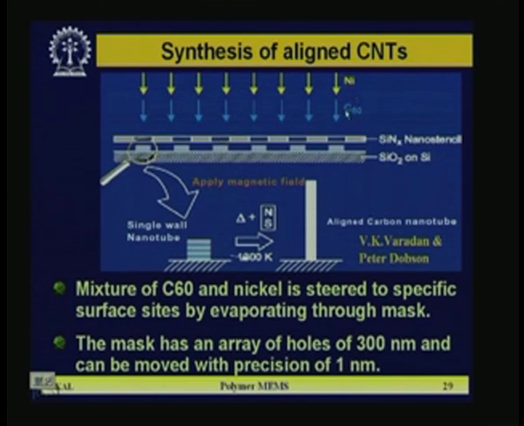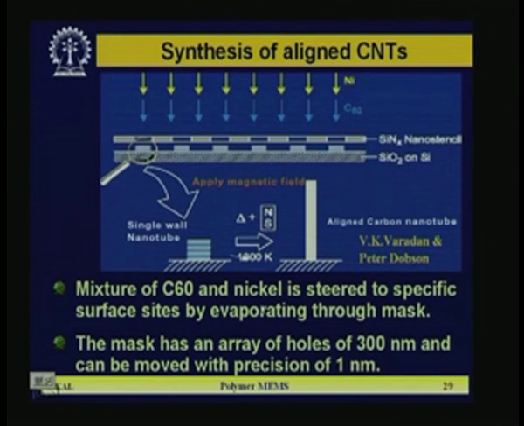So you can see here initially C60, which is the carbon source for the nanotube, then nickel, layer by layer, and if you do like that, these are the windows through which you are making the reactions, and after that you are getting the nanotubes like that, single wall nanotubes. Then in presence of magnetic field and 1300 K temperature, you can sinter it and you can have the aligned carbon nanotubes like that with the application of magnetic field.